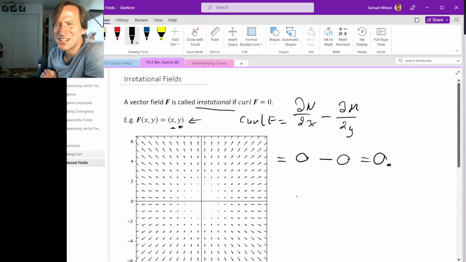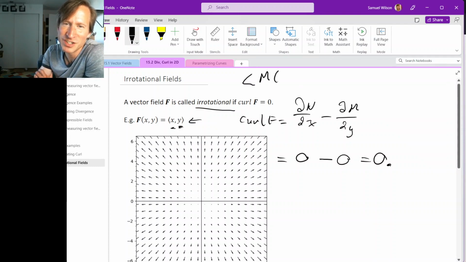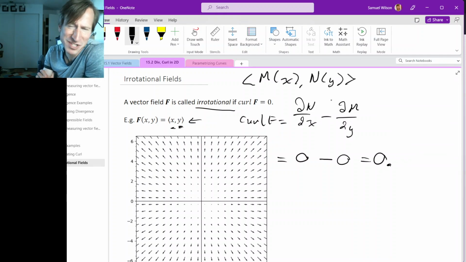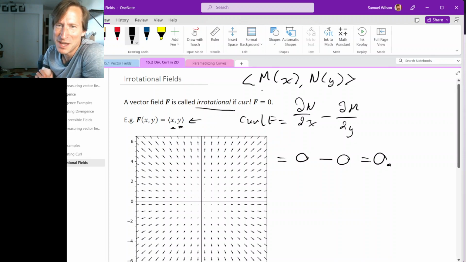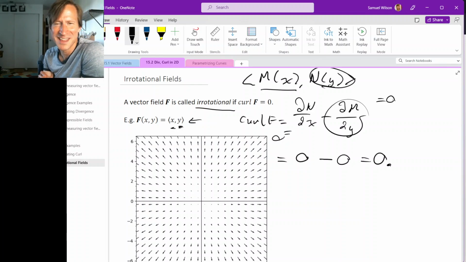In fact, it is pretty straightforward to come up with an irrotational vector field. If your m function is a function only of x, and your n function is a function only of y, that's guaranteed to be irrotational because if m is a function of x, this derivative is going to be 0, and if n is a function only of y, this derivative is going to be 0, and so the whole thing is 0. But it turns out that there are other vector fields that are irrotational, but there's going to be a homework problem about that.